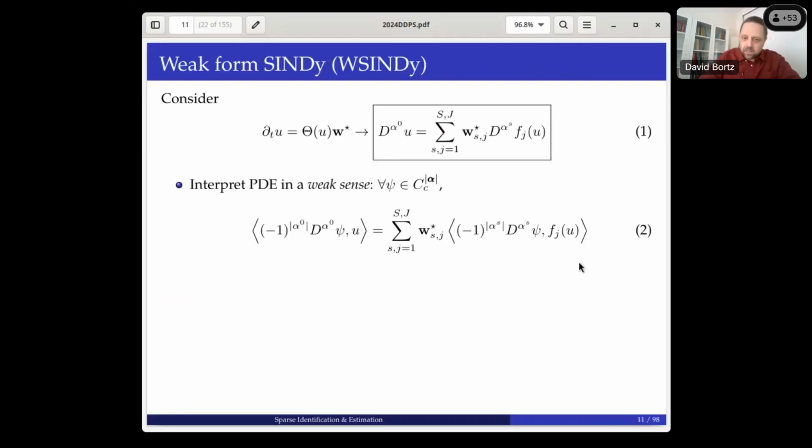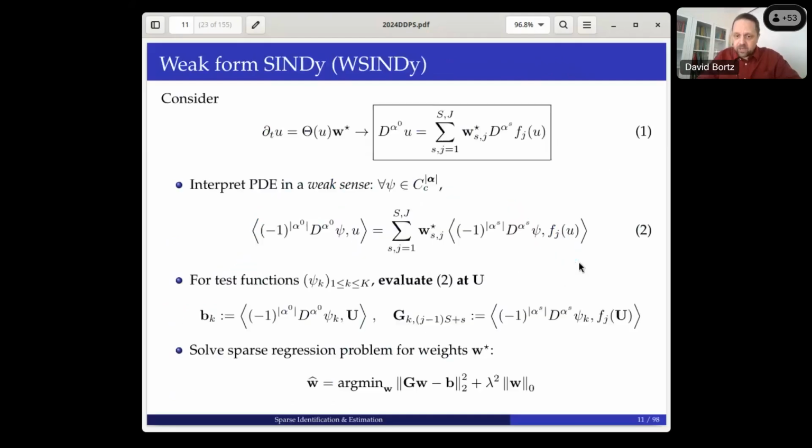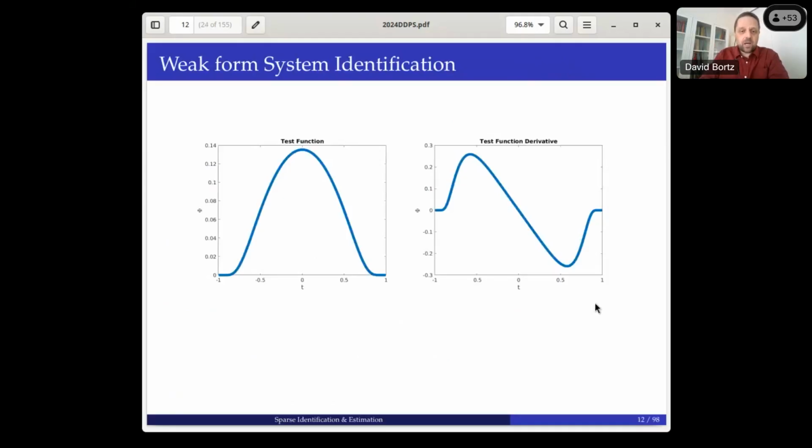All right, so again, we're back to solving this sparse regression problem. So what do these things look like? Well, they're just test functions. They're test functions that are 0 at the endpoints, and their derivatives are 0 at the endpoints. And then, of course, you can take a derivative of the test function instead of taking a derivative of the data.